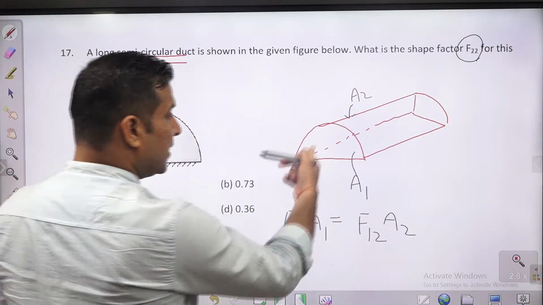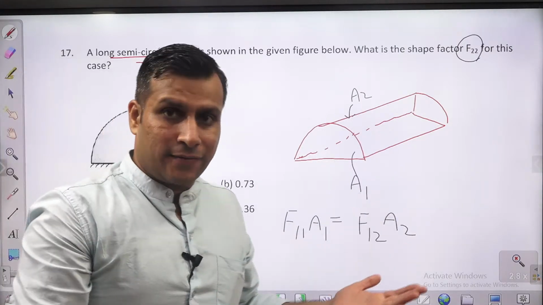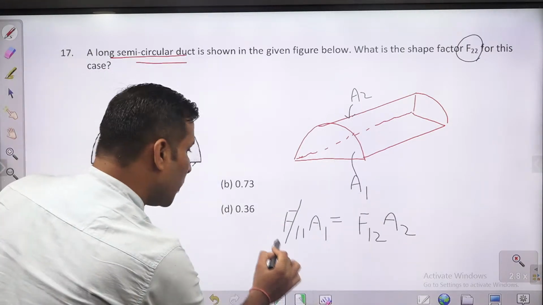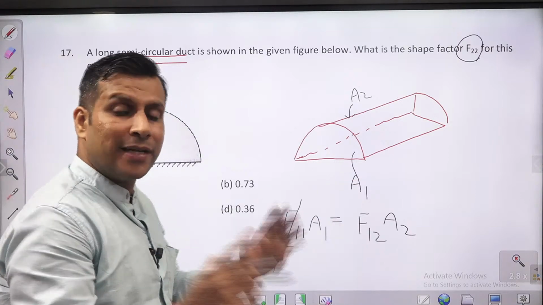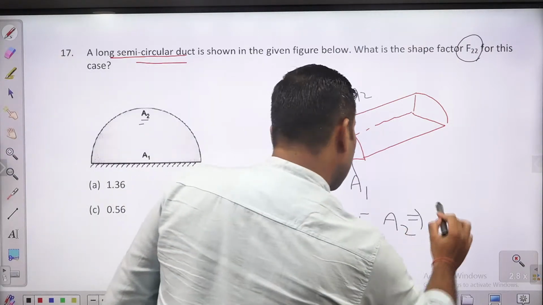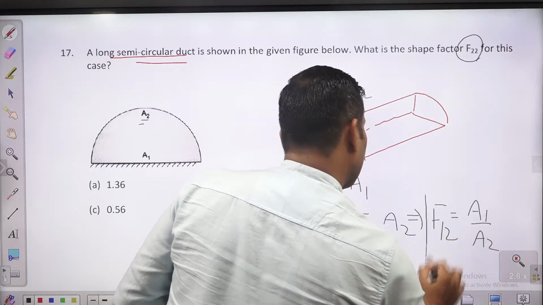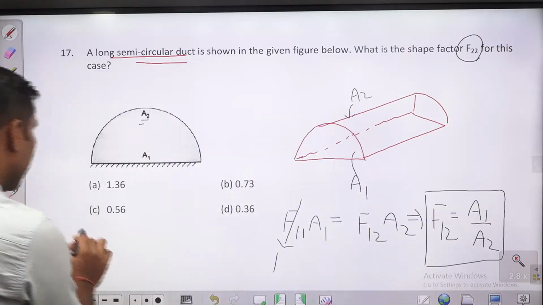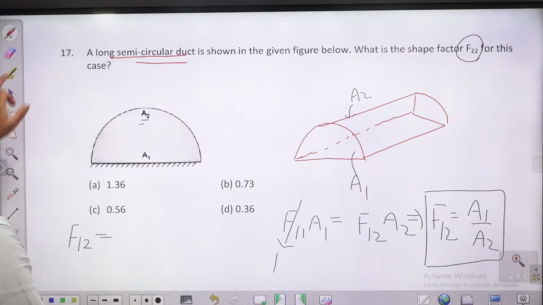So F11 is a flat surface. Obviously, this duct, the ground is like a flat surface. So F11 is equal to what? 1. F11 कितना है? 1 है. This is self-shape factor of 1. So from this we will get F12 equal to A1 by A2. Yes or no, guys? So F12 equal to, oh sorry, not F11.